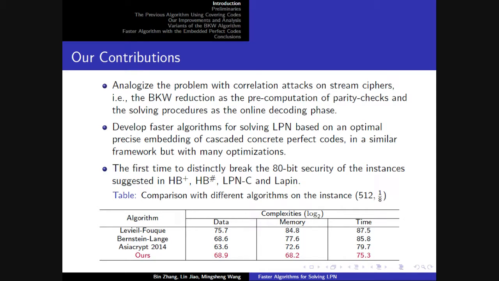Here, we present our contributions for this problem. We first draw an analogy between the problem and correlation attacks on stream ciphers. That is, we regard the BKW reduction as the precomputation of parity checks, and we regard the solving procedure as the online decoding phase. We develop fast algorithms for solving LPN based on an optimal precise embedding of cascaded concrete perfect codes, in a similar framework as Asiacrypt 2014, but with many optimizations. It is the first time we can distinctly break the 80-bit security of the instances suggested for HB+, HB#, LPNC, and Lapin. This is our result with updated parameter choices.